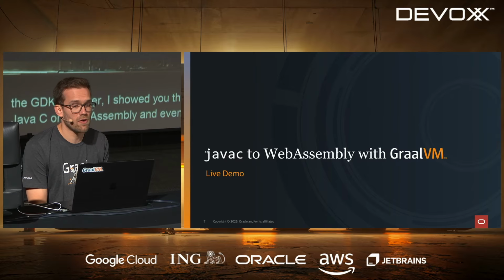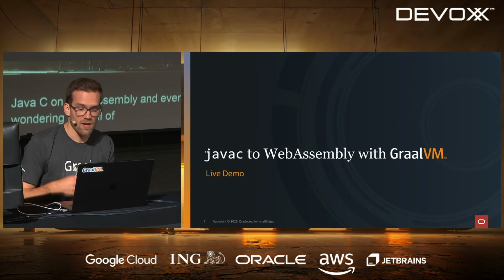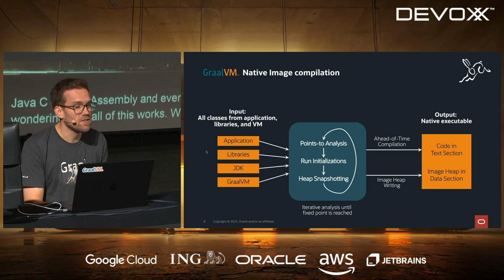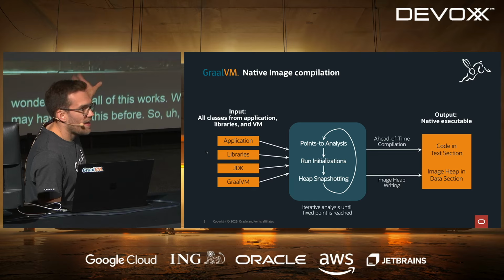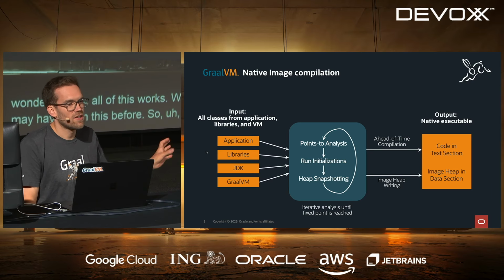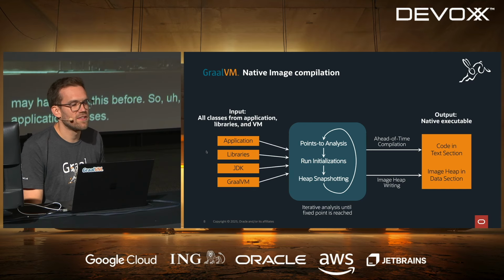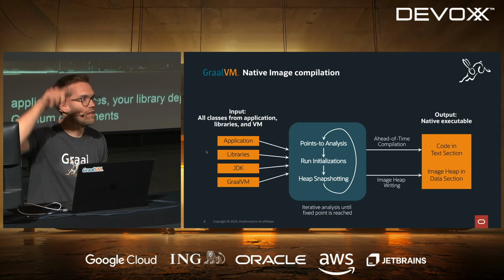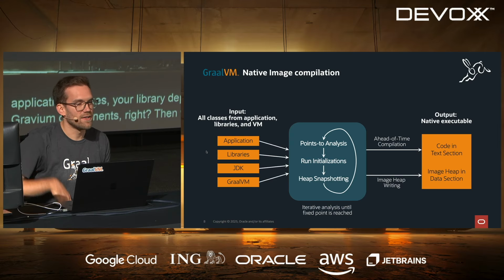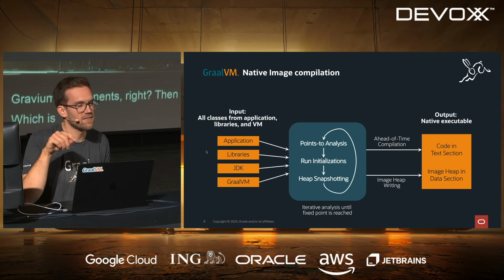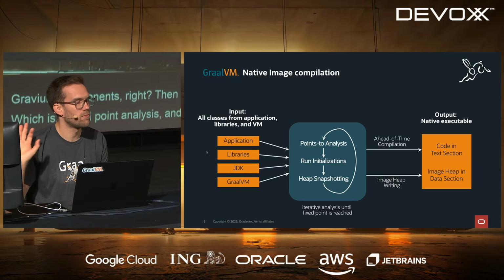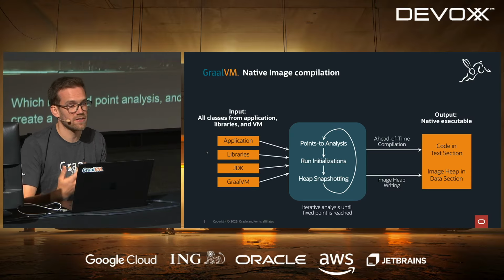For those of you who are wondering how all of this works, people familiar with native image may have seen this before. What we do is we take as an input your application classes, your library dependencies, JDK classes, and GraalVM components, right? And then we run our analysis on it, which is a fixed point analysis, and when it reaches the fixed point, we create a native image or native executable.